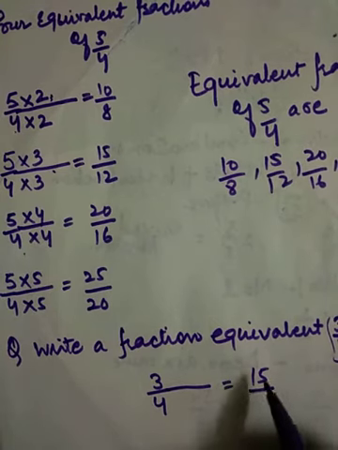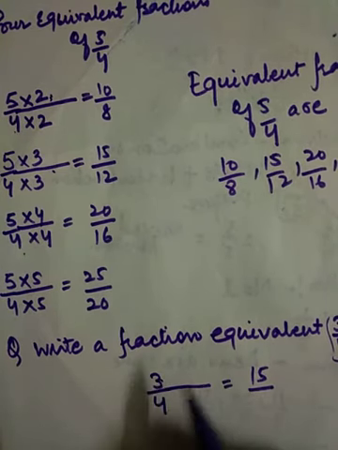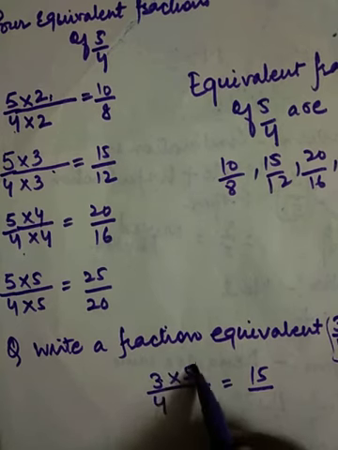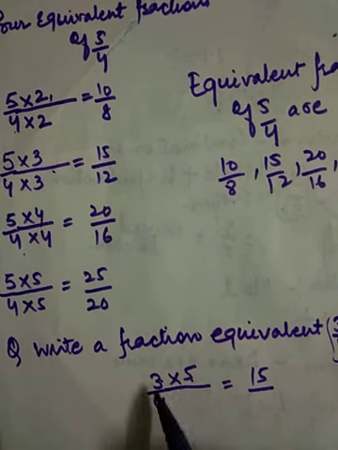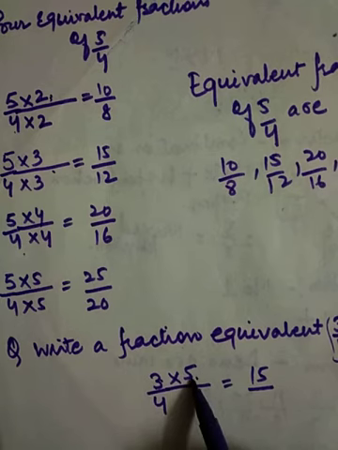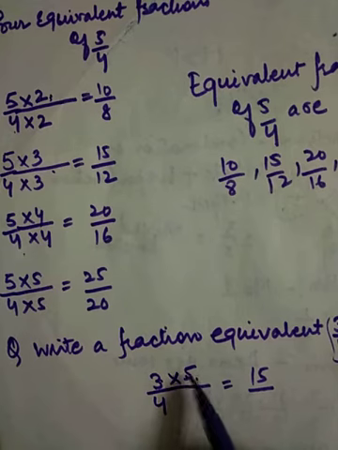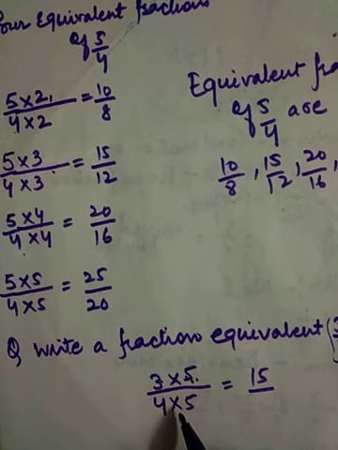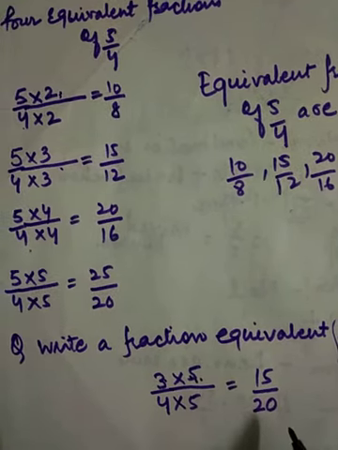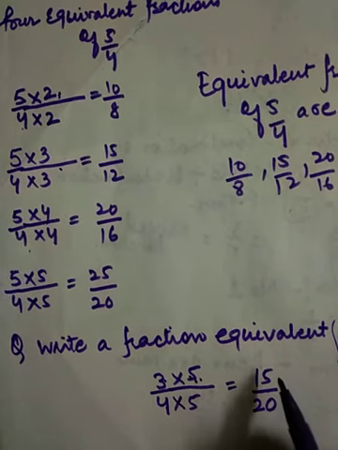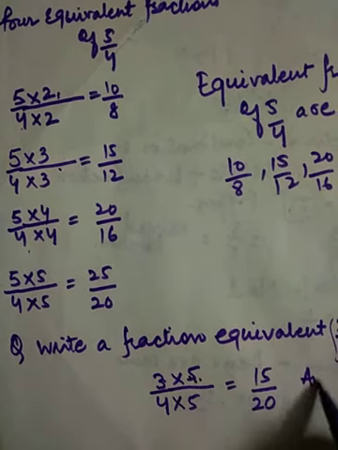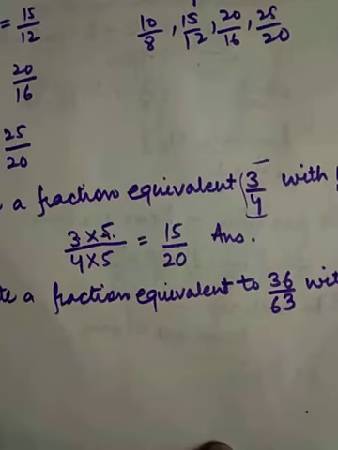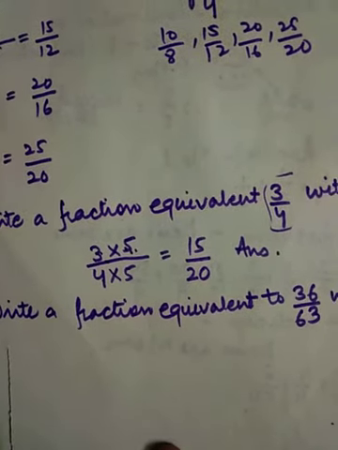How can we get 15? Read the table of 3. We know that 3 5s are 15, so we will multiply it by 5. So we will write here 5. If we have multiplied the numerator by 5, the same number we have to multiply the denominator by. Now when we multiply it by 5, we get 4 5s are 20. So the equivalent fraction is 15 by 20. Okay, that's the answer. Next question, one more question.